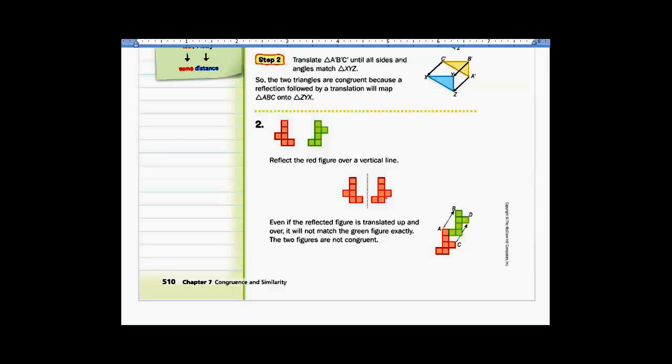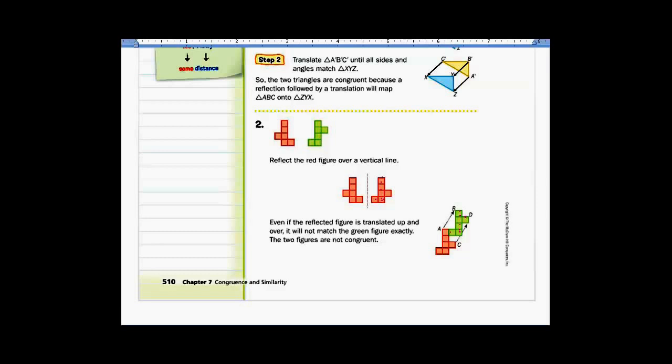So even if you took it and moved it up, there's some key things here that I want you to look at. Even if you don't understand the whole reflecting, translating, whatever it is, look at it this way. This one has 2 units on the bottom. This one has 2 units on the bottom. They're both 4 units tall. This one has one sticking out to the right of the third one down. This one has one sticking out to the right of the second one down.